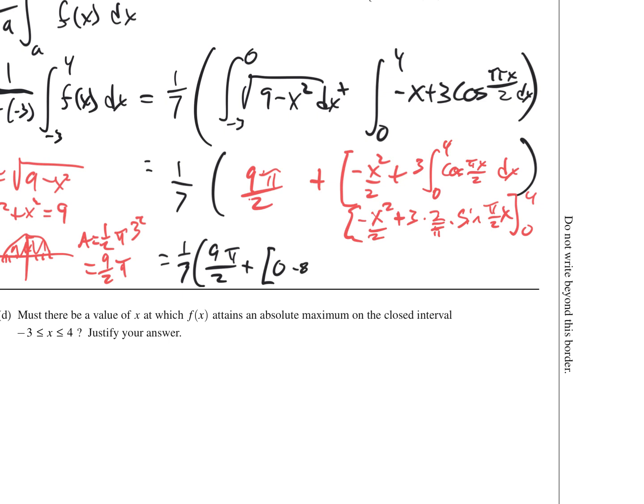Okay, and so that gives us 1/7 times 9 pi over 2 minus 8. And you can leave it there.